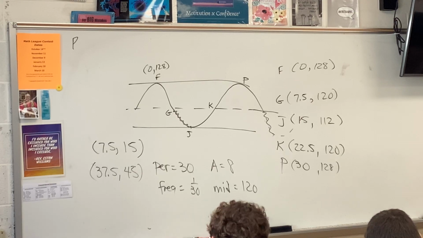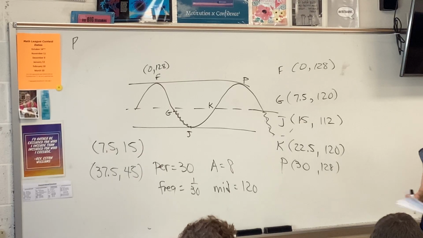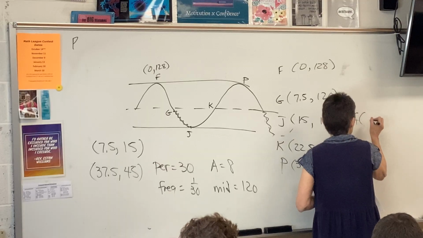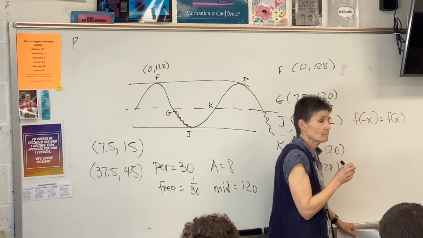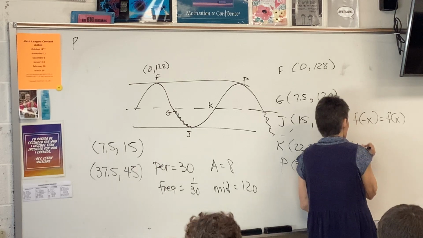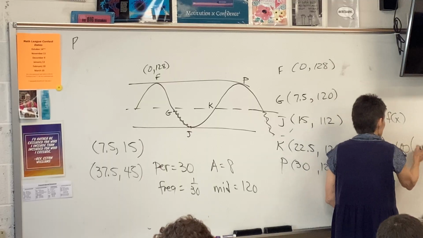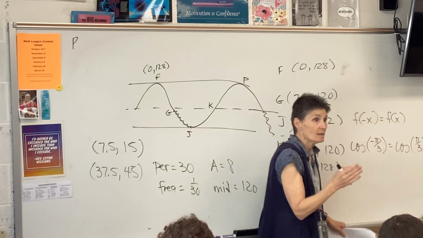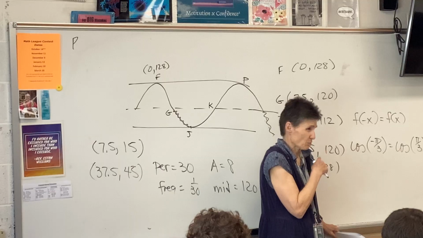Is cosine even, odd, or neither? That's a good review question. What does it mean to be even? Plug in a negative, it doesn't matter. So if it's even, the cosine of negative pi over 3 will be the same as the cosine of pi over 3. For example, that's what it means to be even. Is that true or false?